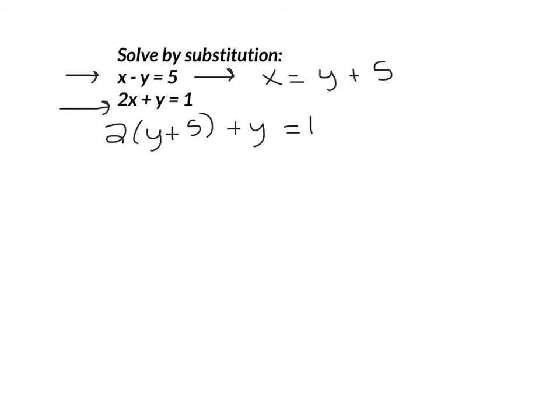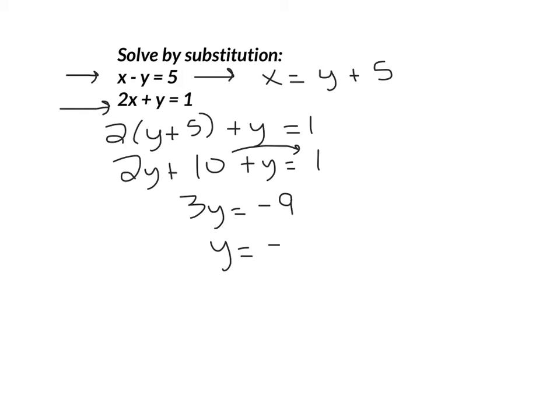And I'm just going to solve that. So distribute the 2 to the y plus 5. Make that look like that. Now I'm going to do two things. I'm going to add the 2y and the 1y, which is 3y. I'm going to move the 10 to the other side, make it -9, and divide by 3. So I'll get y equals -3.